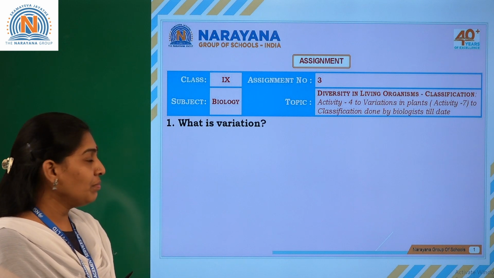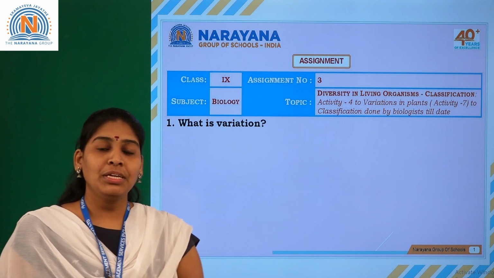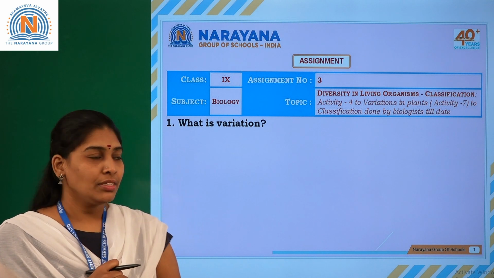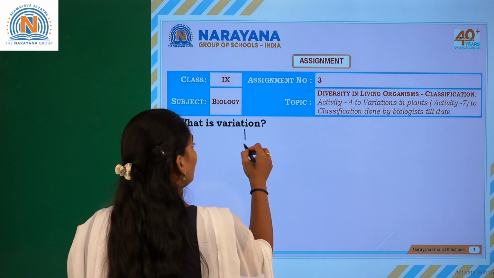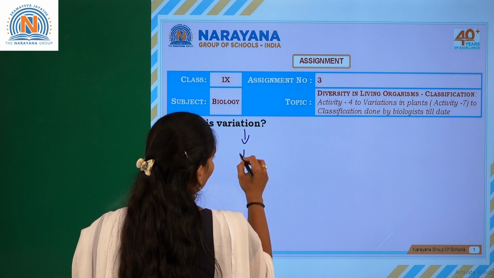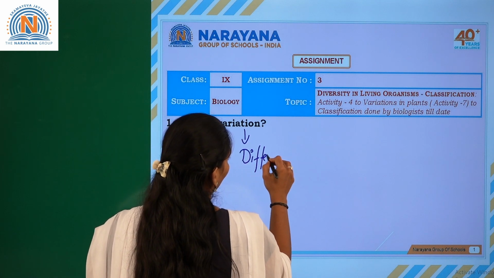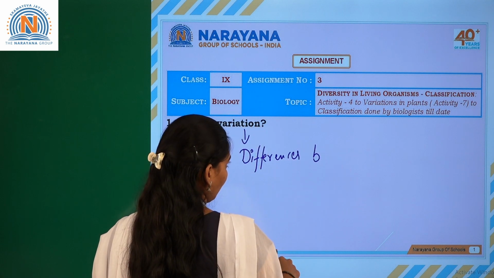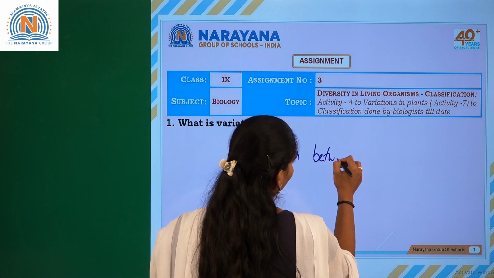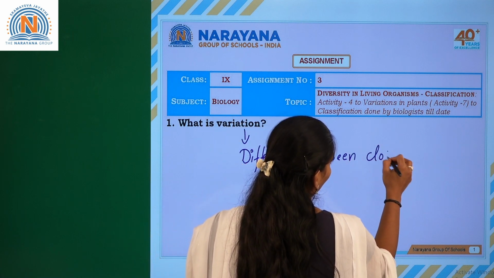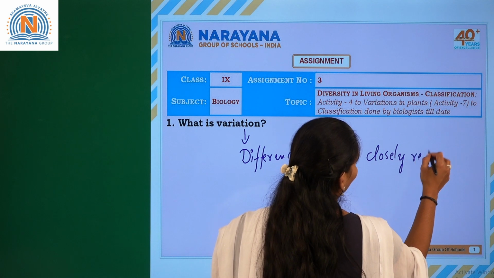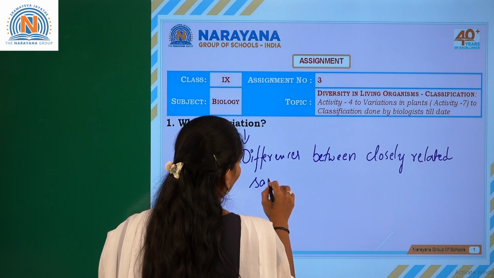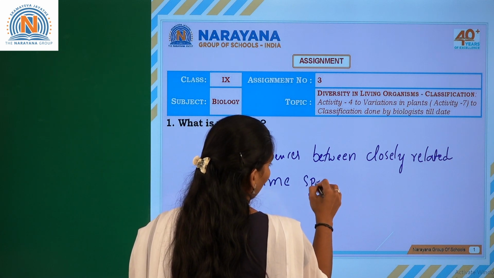What is variation? The variations, just now as we have discussed in the previous assignment, are differences between closely related species, differences between closely related, same species it should be there.